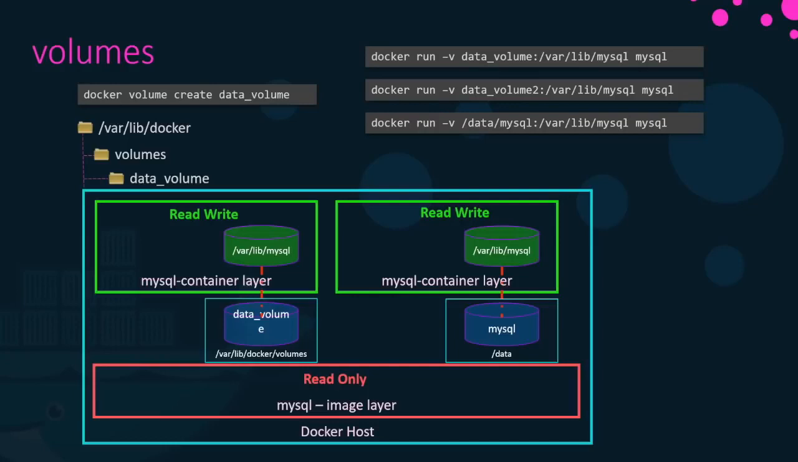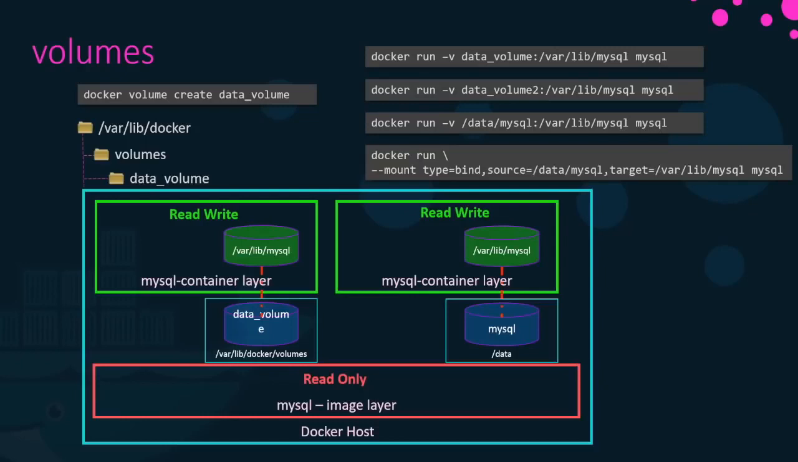Using the -v is an old style. The new way is to use the --mount option. The --mount is the preferred way as it is more verbose, so you have to specify each parameter in a key=value format. For example, the previous command can be written with the --mount option as this, using the type, source, and target options. The type in this case is bind, the source is the location on my host, and target is the location on my container.